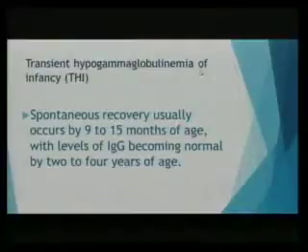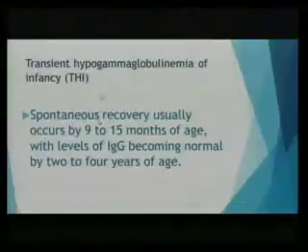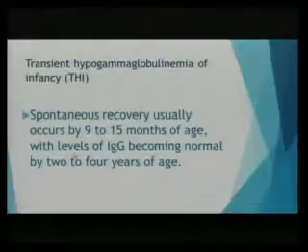But the good news is that they have a good prognosis. Usually it spontaneously recovers by 9 to 15 months, and you'll typically see the IgG become normal between 2 to 4 years of age.